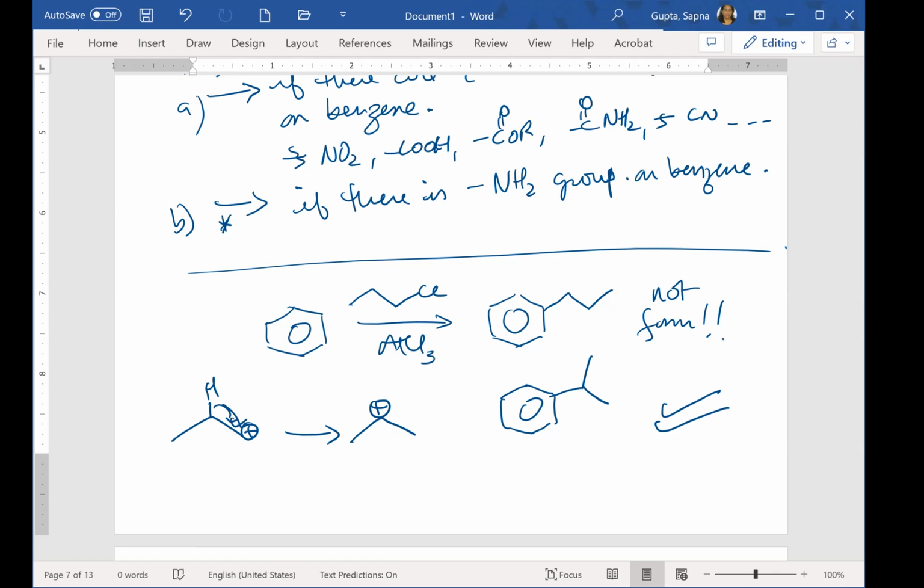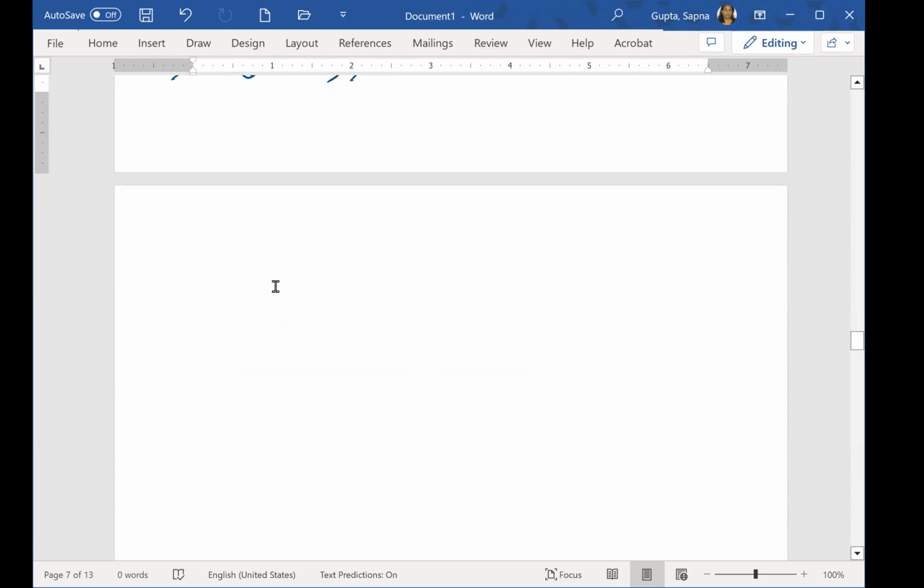So the thing is, what if I want to make propyl benzene? I don't want to make isopropyl benzene. I don't care for isopropyl benzene. I want propyl benzene. How do I make it? So the way to make it is actually a 2-step thing, not a 1-step thing. So here's what you do.